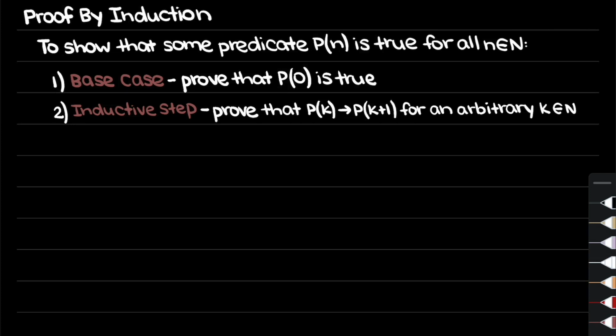The first step in this process is the base case. Because we're trying to show that P(n) is true for all natural numbers, we must show that it is true for the first natural number, which is 0. So in other words, we're going to prove that P(0) is true.